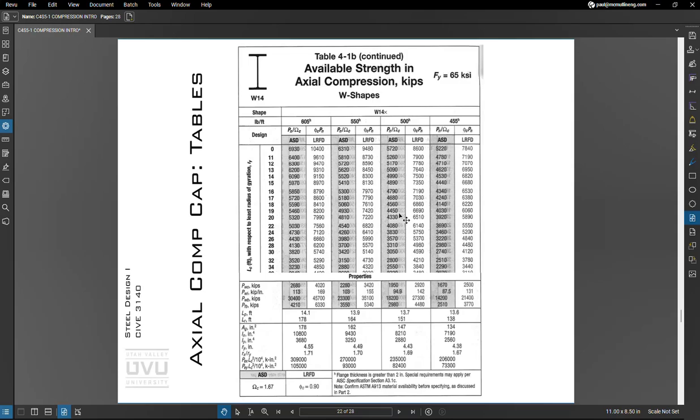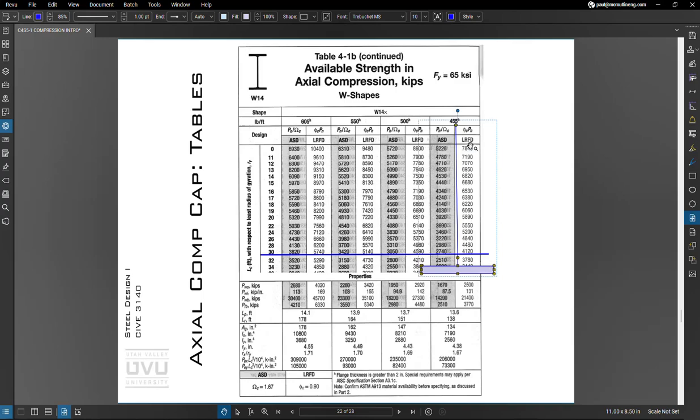The manual also has some real fantastic tables where I can get the axial compressive strength, either in allowable stress or LRFD. So let's say I have a 30-foot column, just a 30-foot. So this is just the length. And say I have a W14 by 455, and I want to use LRFD values. I have a capacity of 4,120 kips.